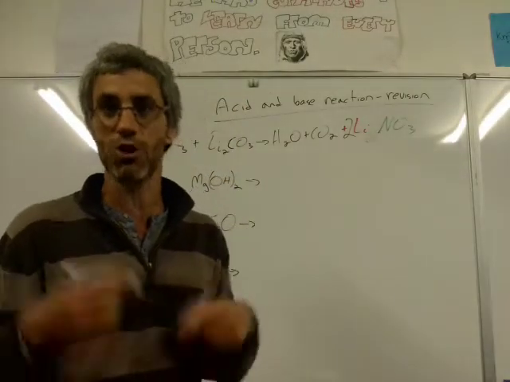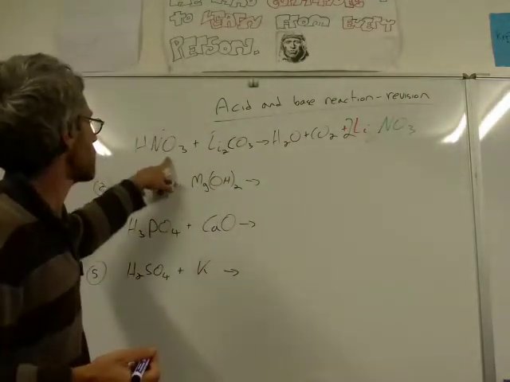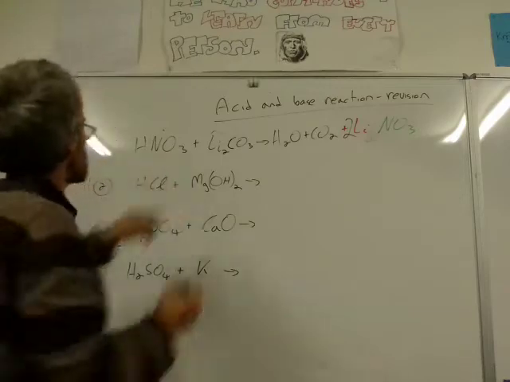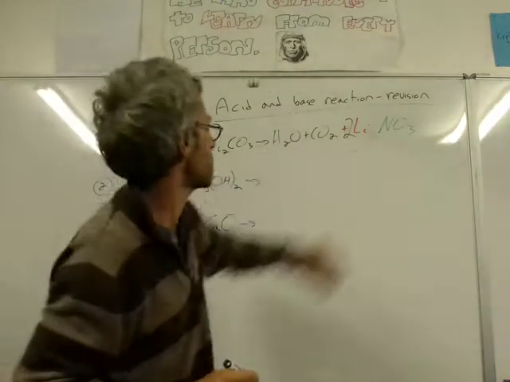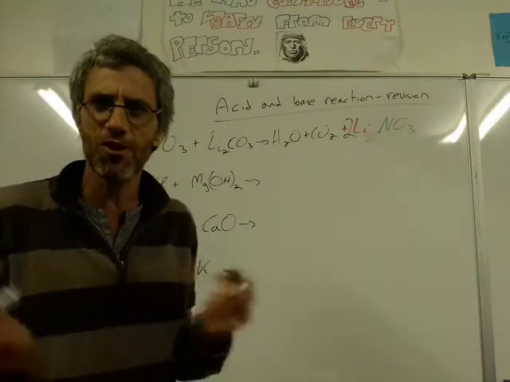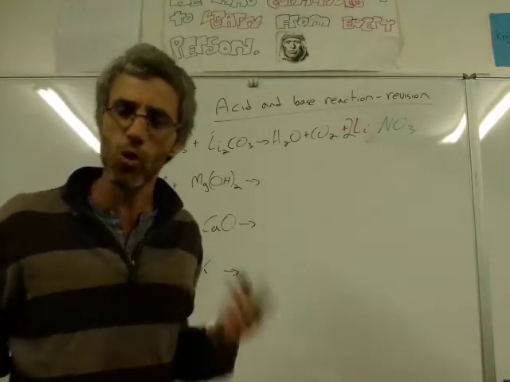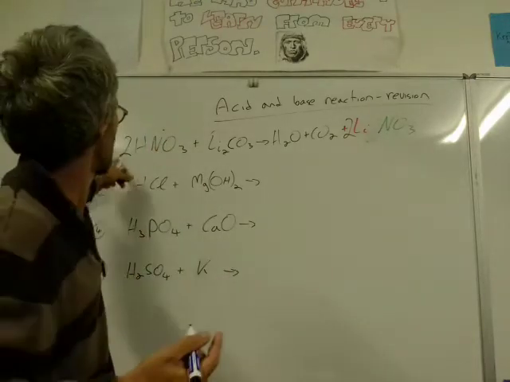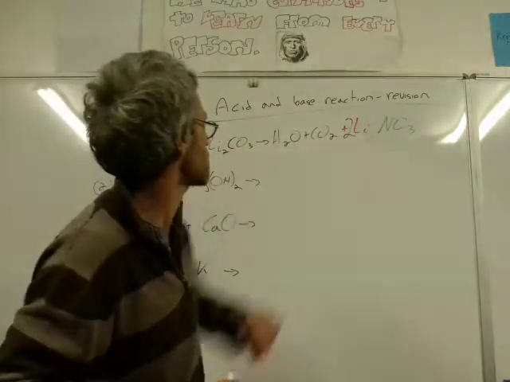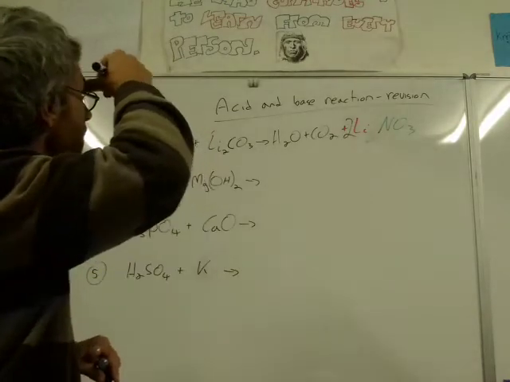That means 2 nitrogen and 6 oxygen. I have only 1 NO3 here. So I'm going to have to put 2 over there. And then there's 2 NO3s and 2 NO3s. You see, I'm counting the NO3 as if it's 1 atom. Of course it's not. But I can count it as if it is, because I've got 2 N's and 6 O's. So that's fine. Now I need to look at the rest.